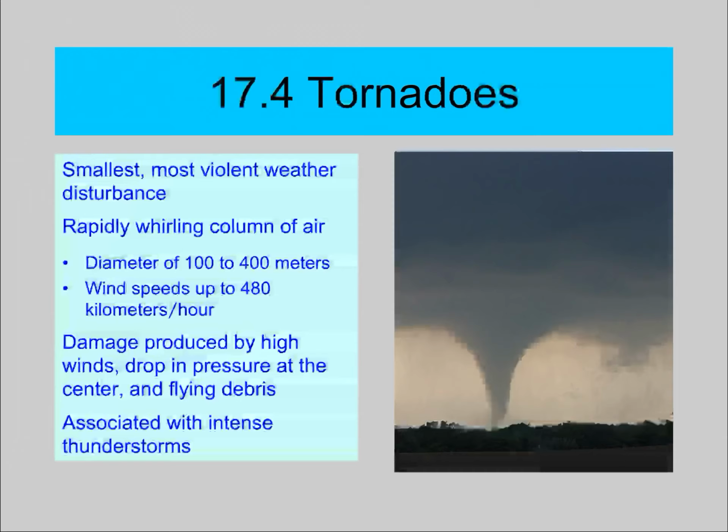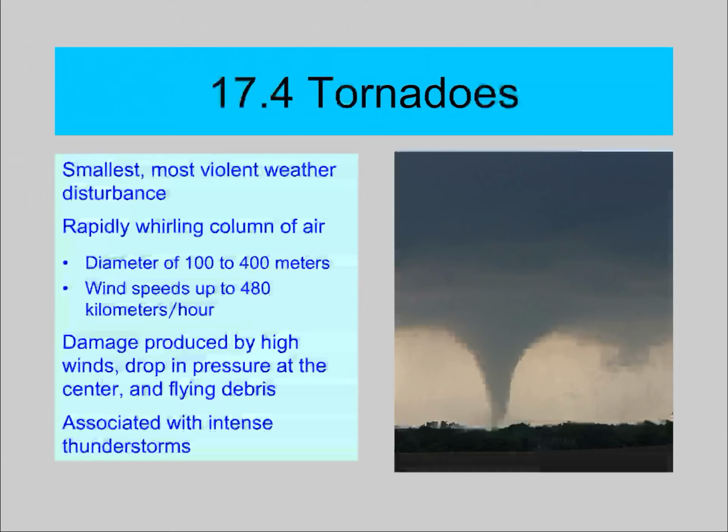Tornadoes are the smallest, most violent weather disturbance we have. It's a rapidly whirling column of air. It's a lot like a vacuum because it will suck up everything that it passes around. The diameter of a tornado can be anywhere from 100 to 400 meters. The wind speeds we've measured go up to 480 kilometers per hour. We all know that tornadoes can produce very high winds, and damage is due to the high winds. Sometimes damage is due to flying debris, but also there's a pressure drop at the very center of the tornado, that whirling column of air.